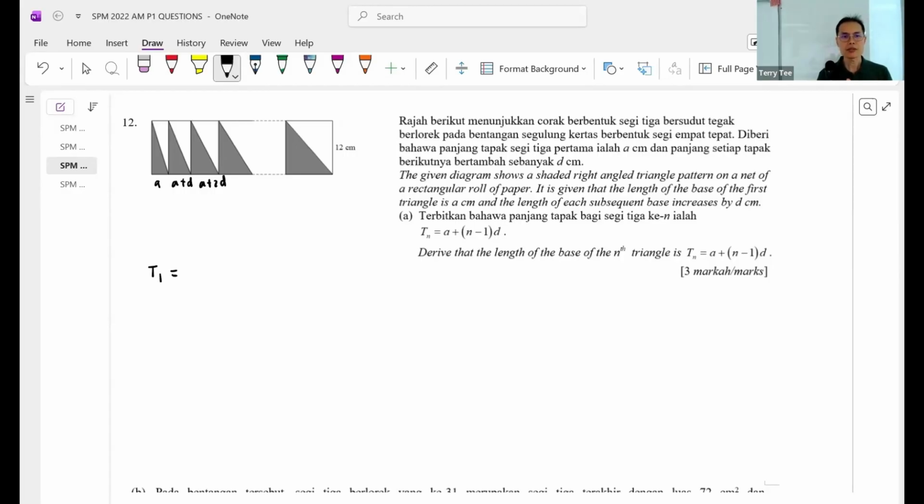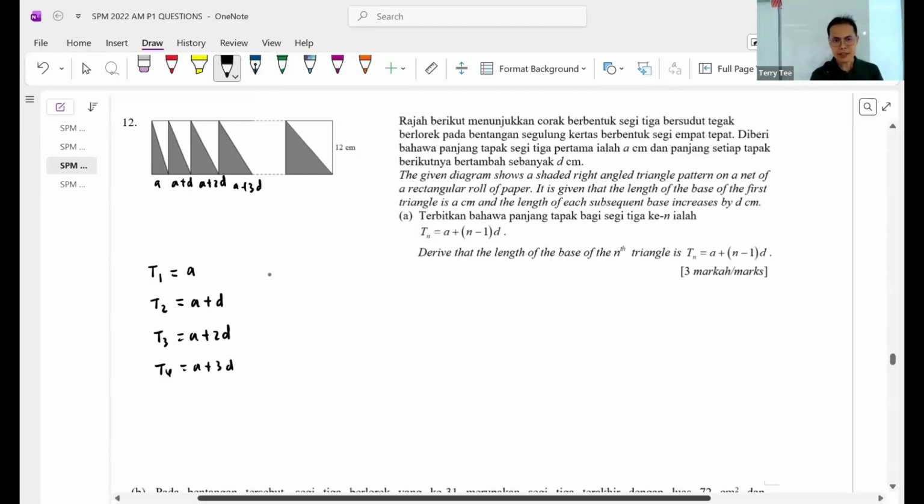T1 is what? What is T1? A. What's your T2? T2 is what? A plus D. What's your T3? A plus 2D. What's your T4? A plus 3D. You keep increasing the length of the base by D. But if you write this alone, it's not enough. You cannot conclude that this is true. So we need to add in your N minus 1.